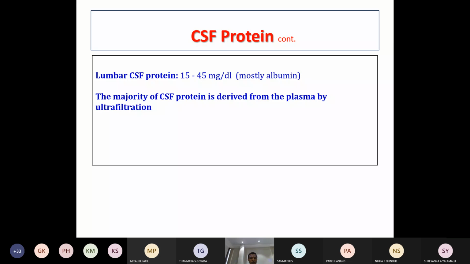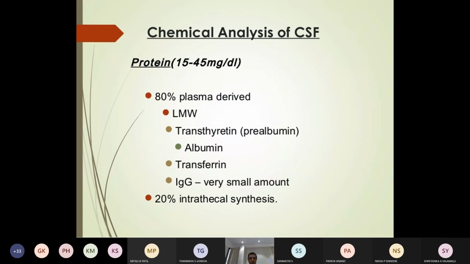These are useful, along with the estimation of blood glucose. And CSF protein is another parameter very useful in all infections. Here normal is 15 to 45 milligrams, mostly albumin. The majority of CSF protein is derived from plasma by ultrafiltration, so in the analysis you can see plasma-derived subfractions of proteins, such as transferrin and albumin.